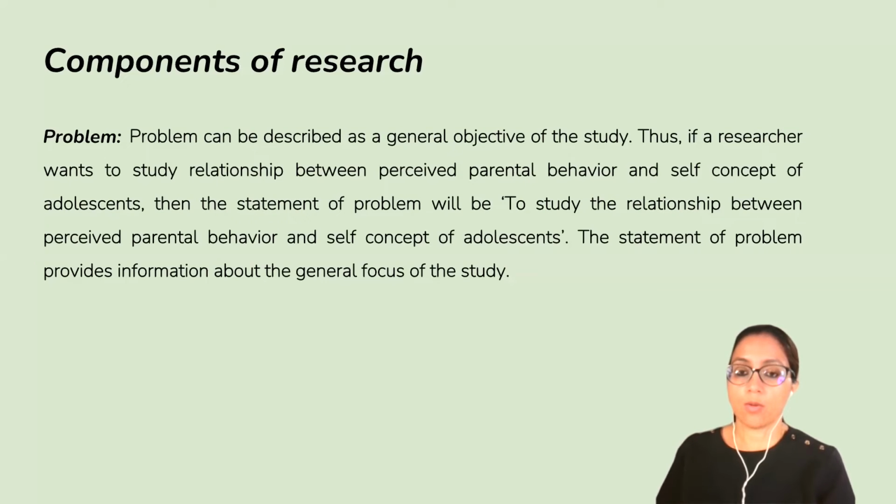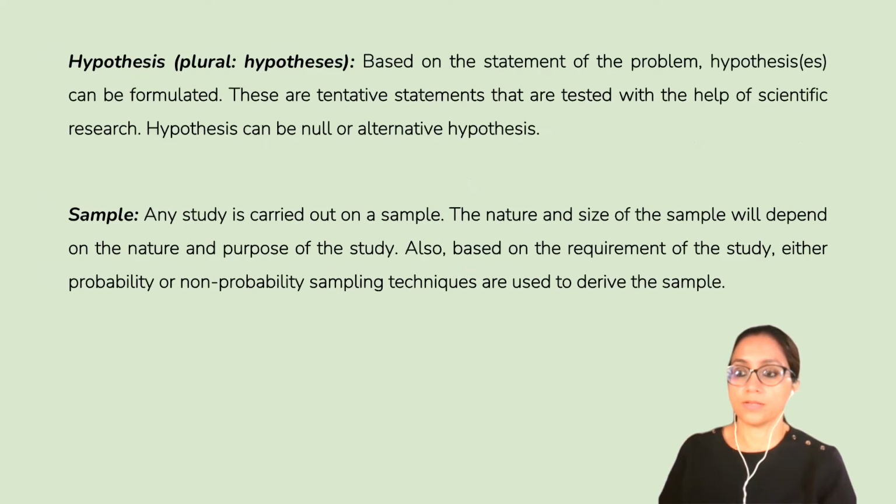So now we will study the components of a research. Now, what is the main component of research? That is the problem. What is the problem? The problem can be described as the general objective of the study. Thus, if a researcher wants to study the relationship between perceived parental behavior and self-concept of adolescents, then the statement of the problem will be to study the relationship between perceived parental behavior and self-concept of adolescents. So this will be the statement of the problem. The statement of the problem provides information about the general focus of the study. So this is what a problem is.